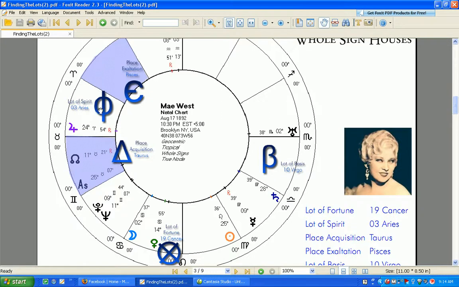So we're at 3 degrees of Aries. That takes us 90 degrees forward to 3 degrees of Cancer, and then we add another 16 degrees in order to get to 19 degrees of Cancer. Likewise, we do the same thing with the ascendant. So from 26 degrees of Taurus, we go forward 90 degrees to 26 degrees of Leo, and then another 16 degrees. So 26 and 16 is 42, so that brings us to about 12 degrees of Virgo, and this says 10 degrees of Virgo, so we're pretty close, but the lot of basis is at 10 degrees of Virgo.